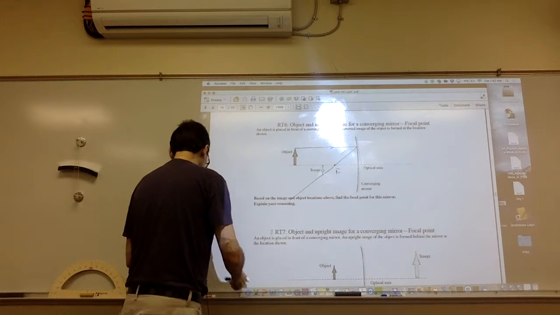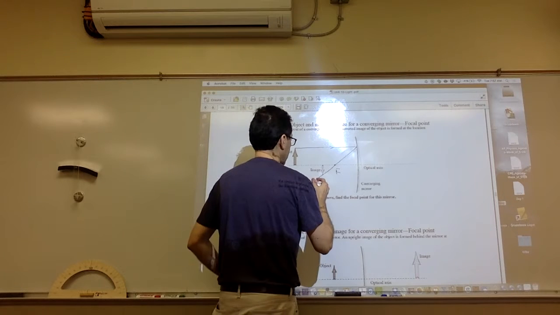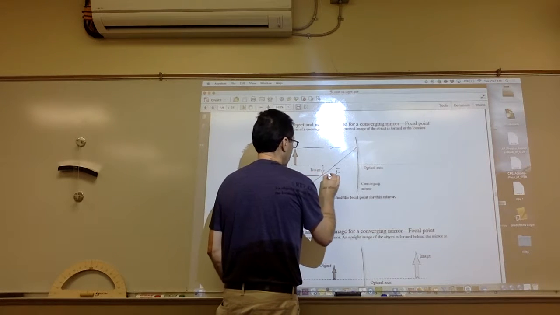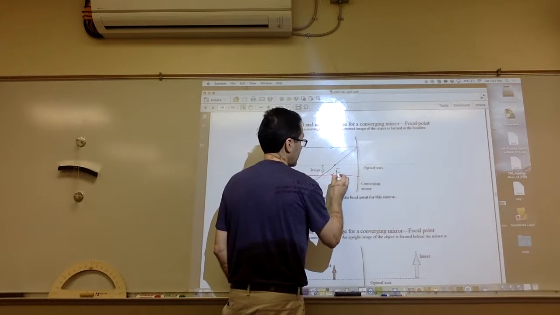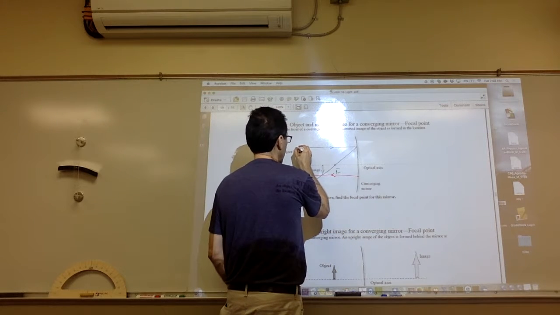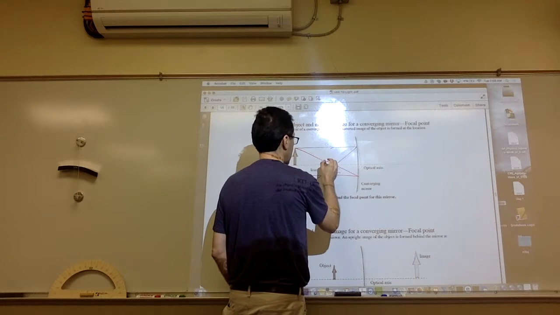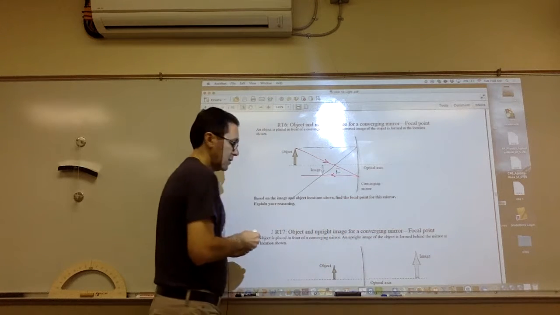Another option would be to reverse the process. So go back parallel, so the reflection is parallel, and go through the focal point and connect to the object, and that should get us to the same place.